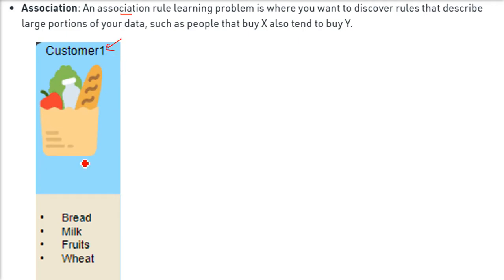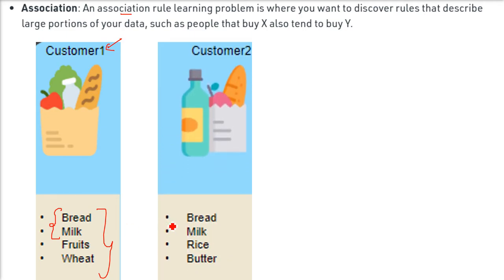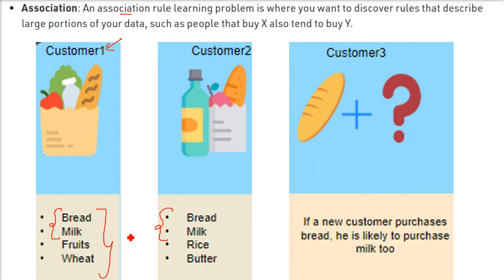Here is customer 1. Now he is buying these items. So we see that with bread he buys milk. The second customer, he buys many things, but with bread he buys milk. Now tell me, what would customer 3 buy if he is buying bread? It is highly likely that he is going to purchase milk. So this is the association kind of unsupervised learning.